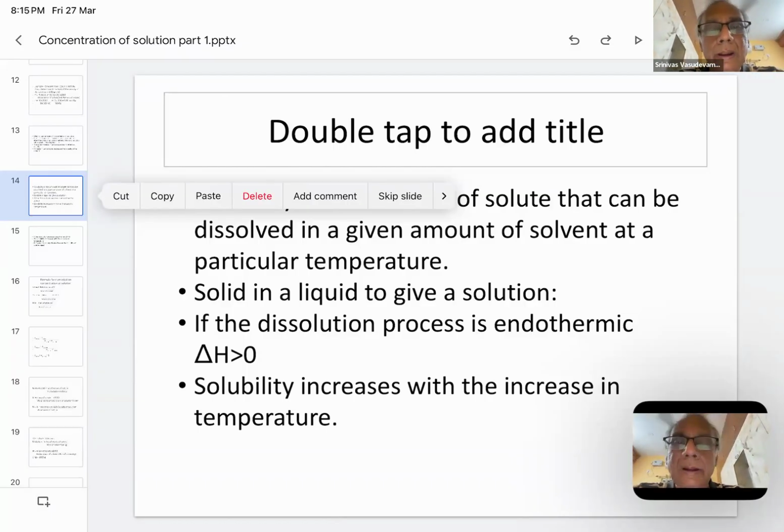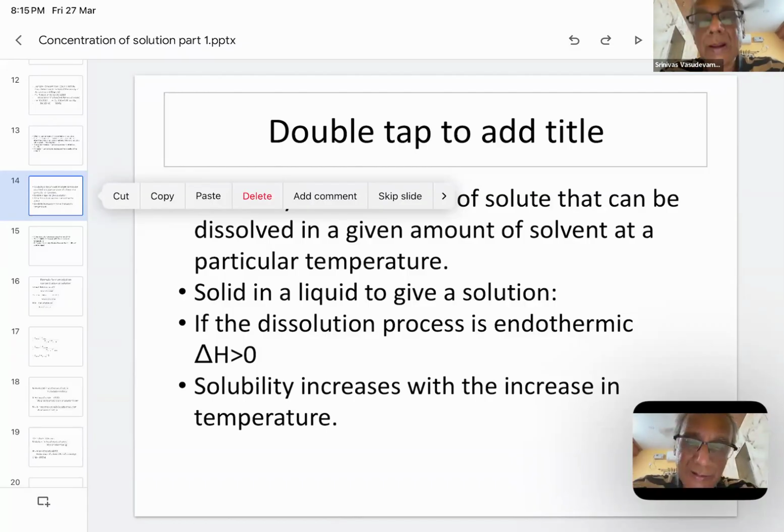That's very important. Exothermic reactions are favorable at a lower temperature, so solubility will decrease as the temperature increases. Endothermic reactions are favorable at a higher temperature, therefore solubility will increase as the temperature increases. Most of the cases where a solid dissolves in a liquid to give a solution are endothermic reactions.